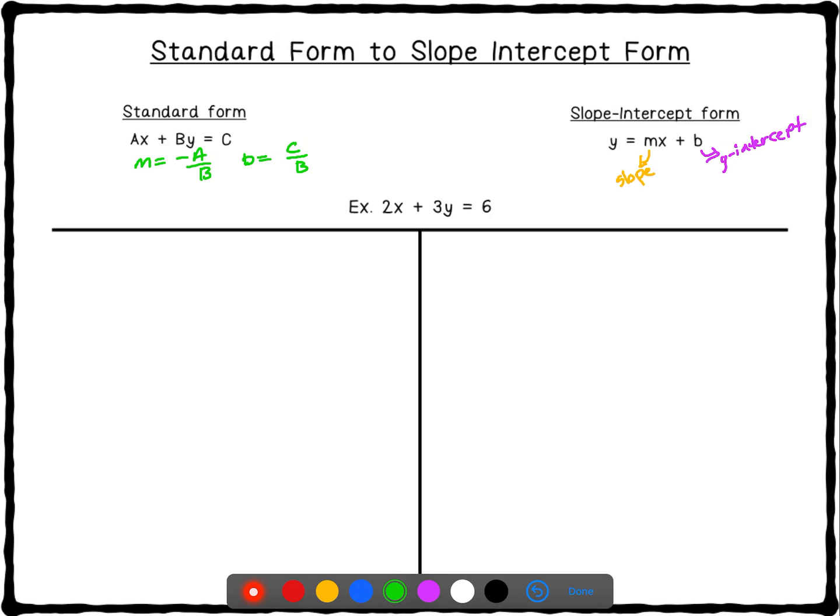So we can actually go from standard form to slope-intercept in two different ways. We can use the formula here, or we can do it algebraically.